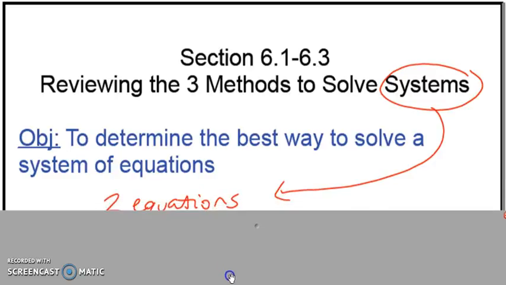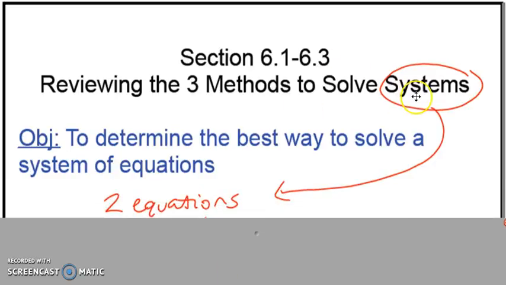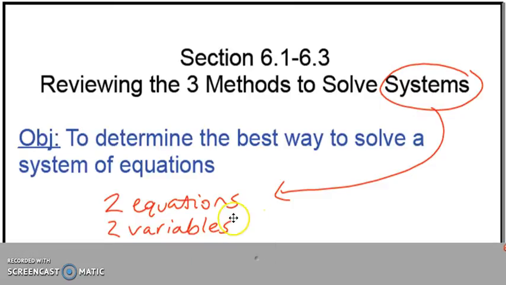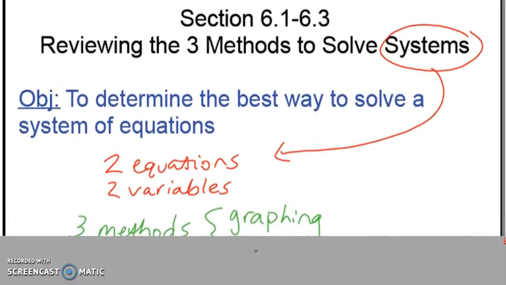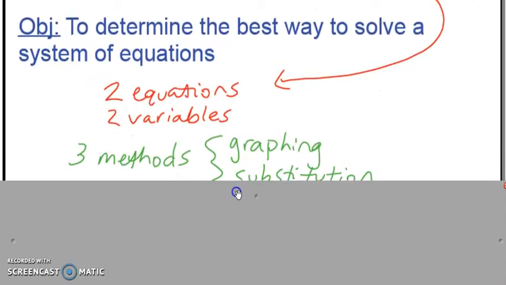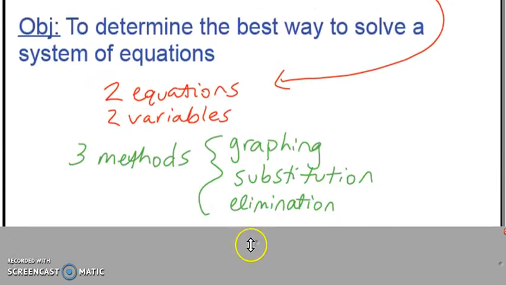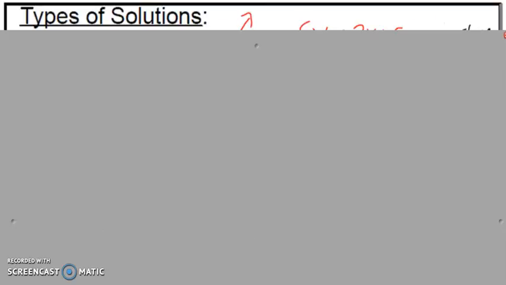So first, just a reminder that a system of equations at this point is when we have two equations in the same problem, and we have two variables that are usually x and y. We learned these three methods, and that's what we're going to talk about in a few moments. But first, we're going to take a moment to look at the three types of solutions we could have in a system of equations.